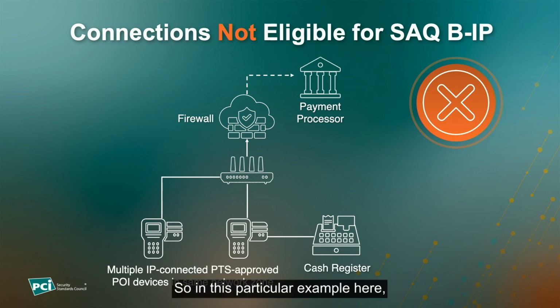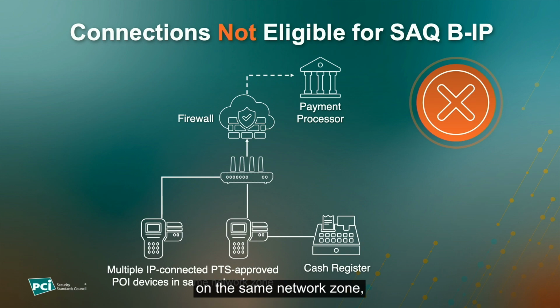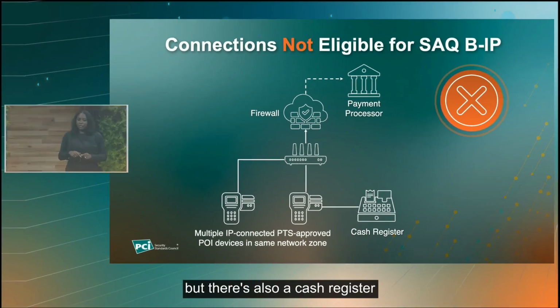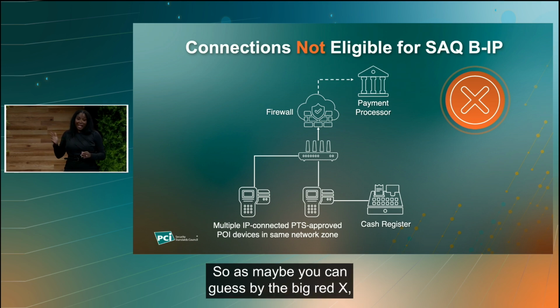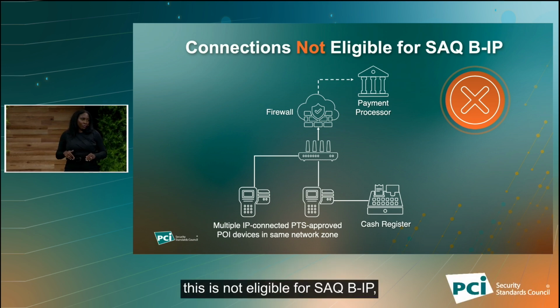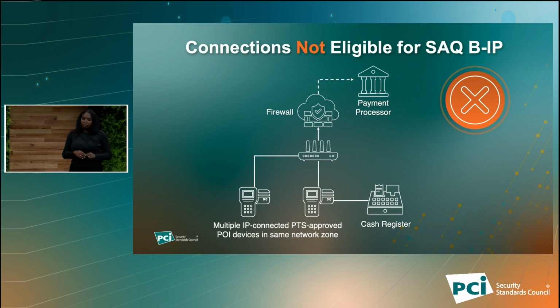So in this particular example here, there are two IP-connected PTS-approved POI devices connecting out to the processor on the same network zone. But there's also a cash register in the same network zone as the PTS POI devices. So as maybe you can guess by the big red X, this is not eligible for SAQ B-IP because of that other merchant system in the same network zone.